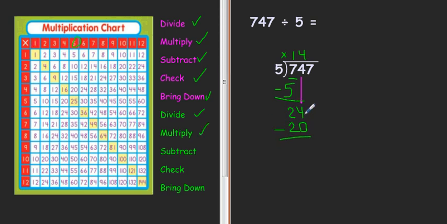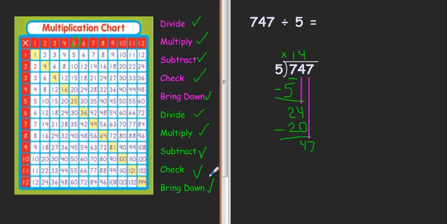Then subtract. 24 minus 20. 4 minus 0 is 4. 2 minus 2 is 0. Check. Is 4 smaller than 5? Yes, it is. So I am doing well. Last step is bring it down. Bring down that 7.